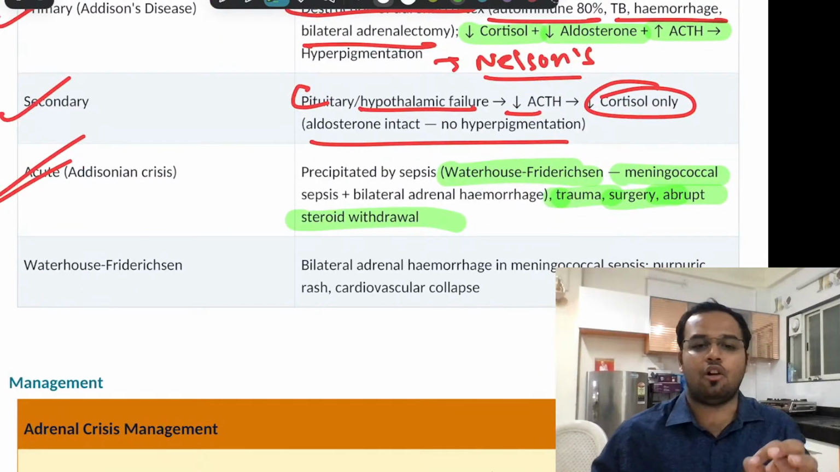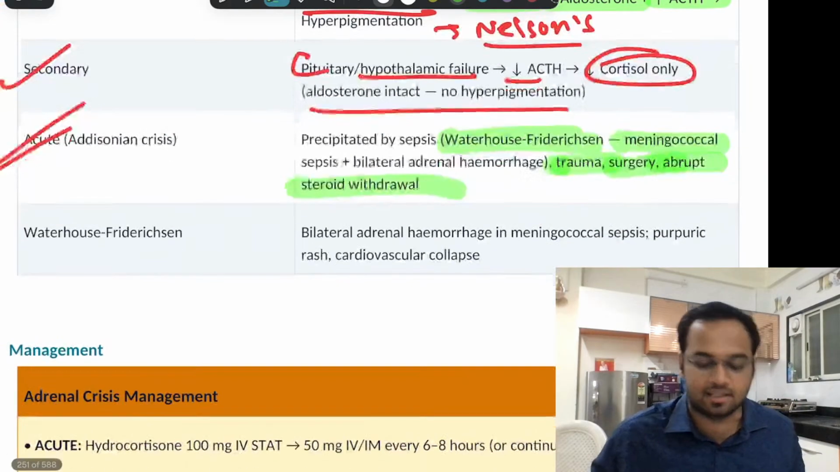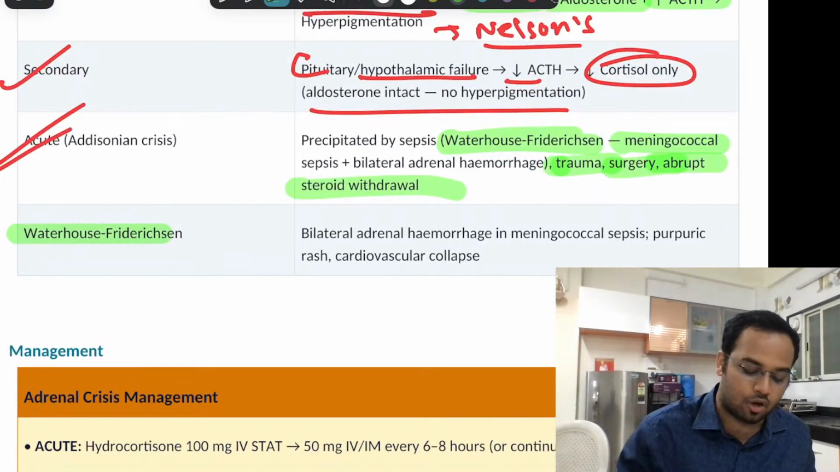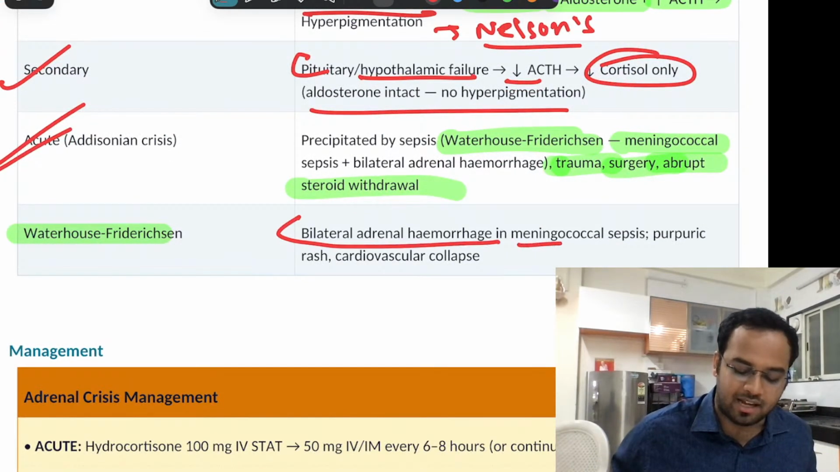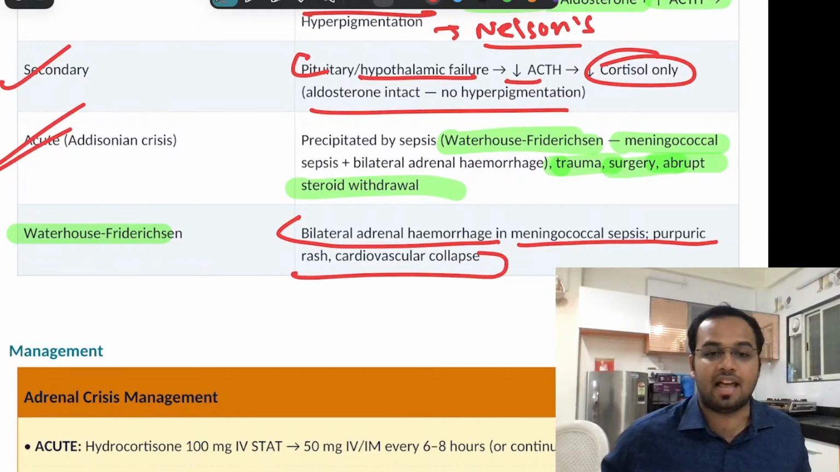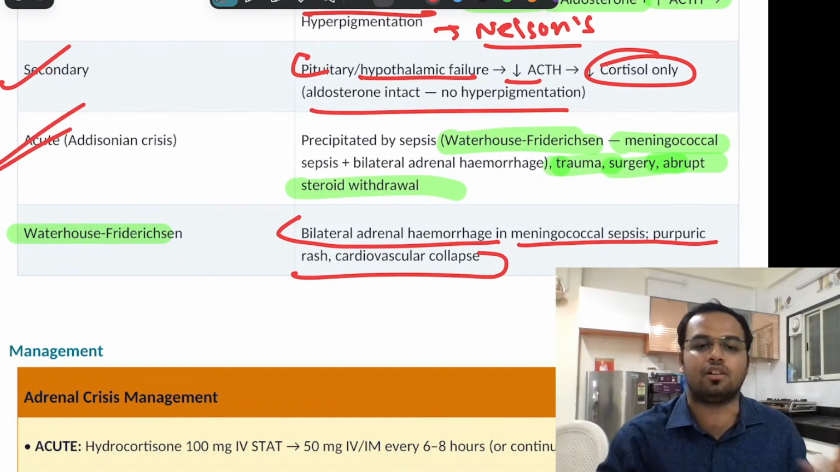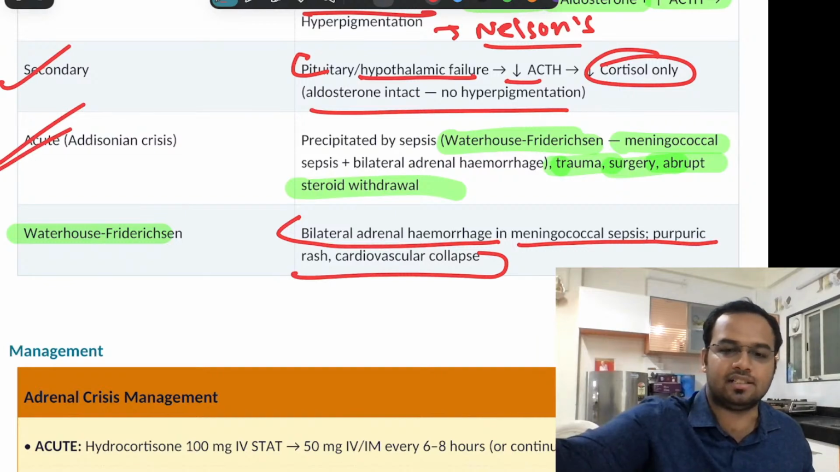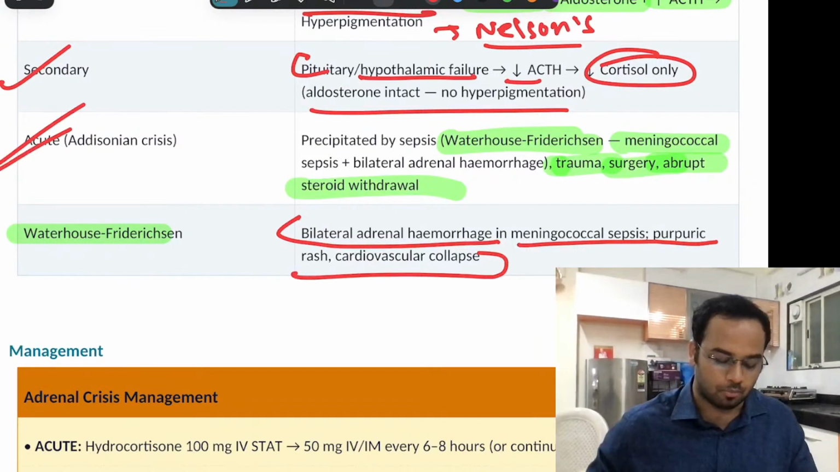Naturally, all the syndromes we have already discussed, the patient is going to present with acute adrenal insufficiency. Waterhouse-Friderichsen syndrome is a bilateral adrenal hemorrhage in meningococcal sepsis, and there might be a purpuric rash and cardiovascular collapse. Because there are no catecholamines, no proper sympathetic parasympathetic control, the patient is going to land up in what is called circulatory collapse. So very much important for you to know.